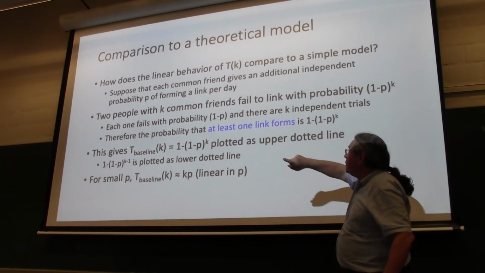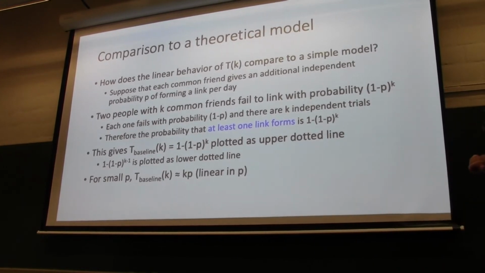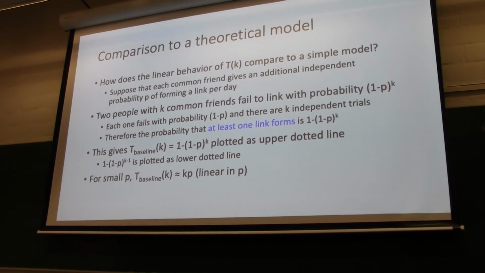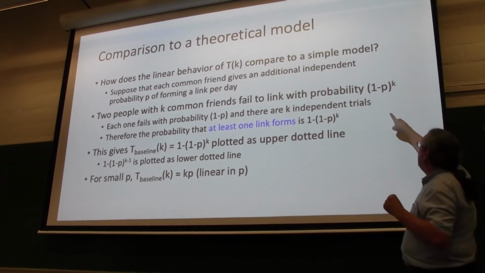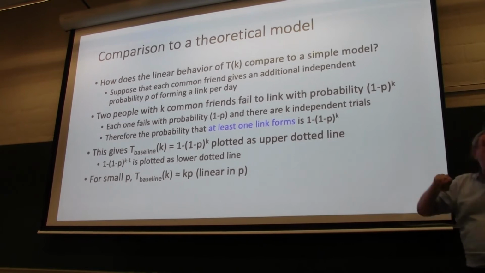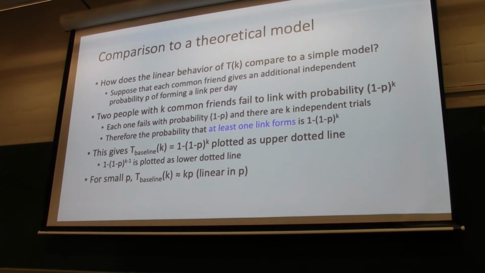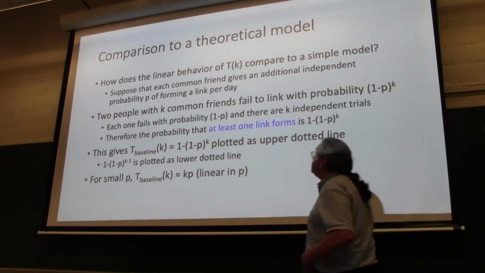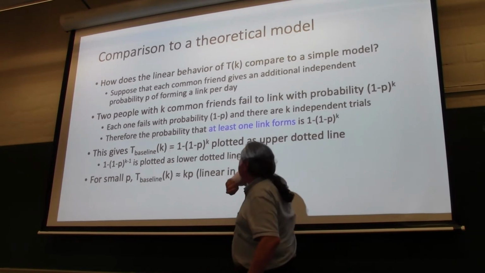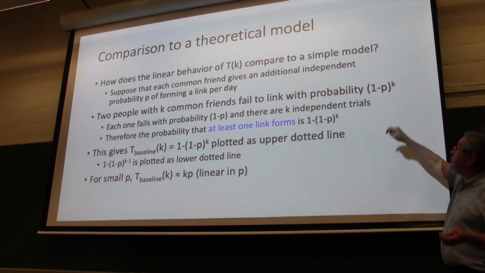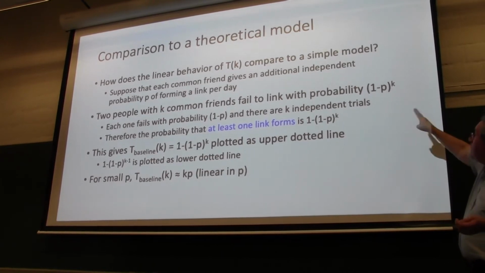So, two people with K common friends fail to link, so that means there are 0 links with probability (1 - p)^k. So we're assuming independence. That means we can multiply the probabilities. Each one says probability 1 minus p, they don't befriend, and since there's k, it's (1 - p) to the k. So why am I doing it like that?